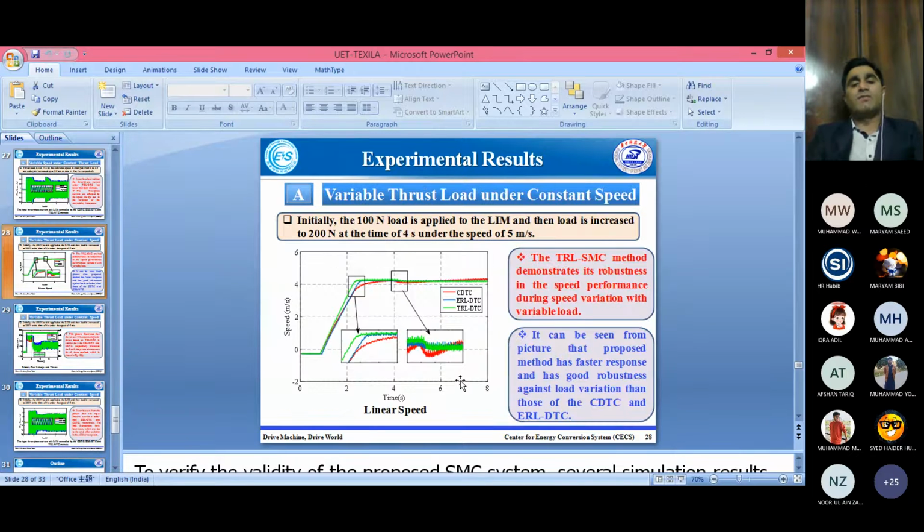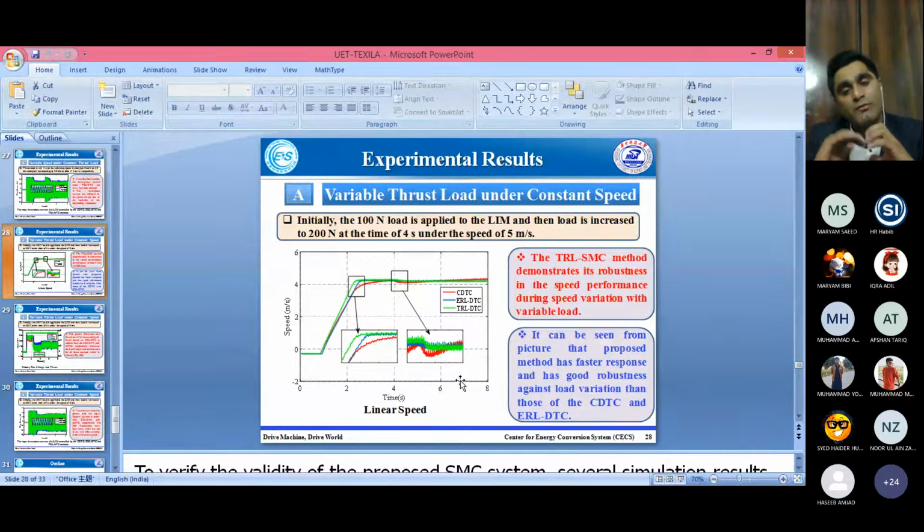So another case we built here. The first case was load constant and we changed the speed. Now the load would be the change, and speed would be the constant. For example, for some period, the people sitting in the metro are 100. Now the number of people is changing, but the speed should remain constant. Then what would be the behavior of the machine?